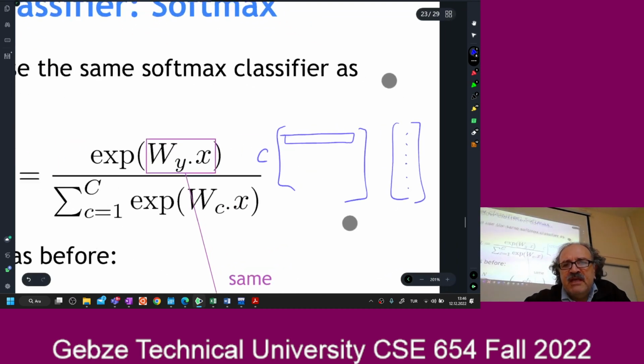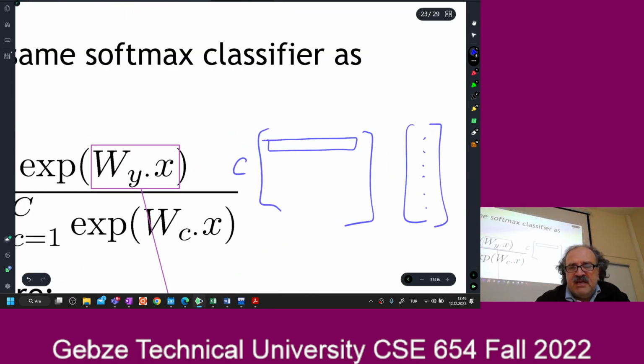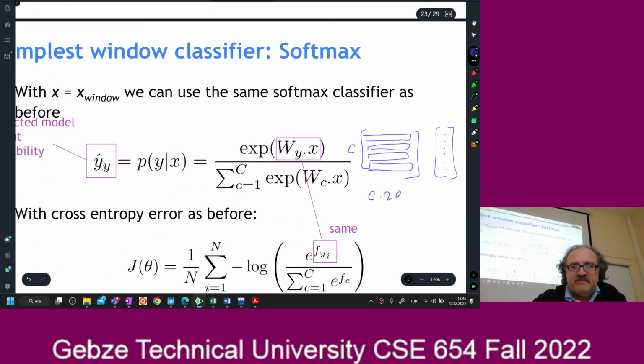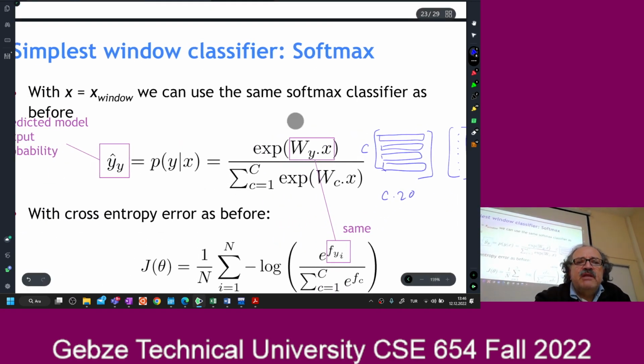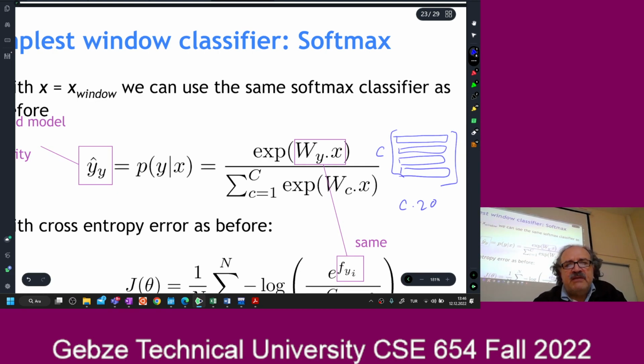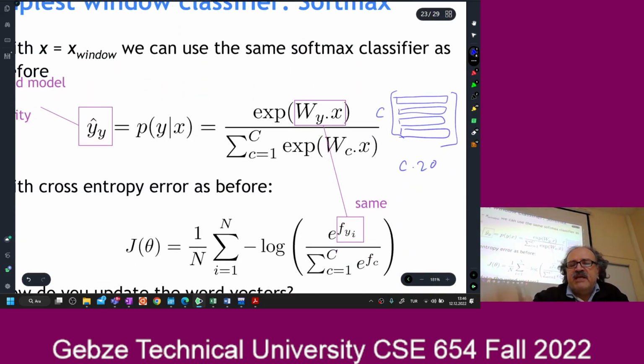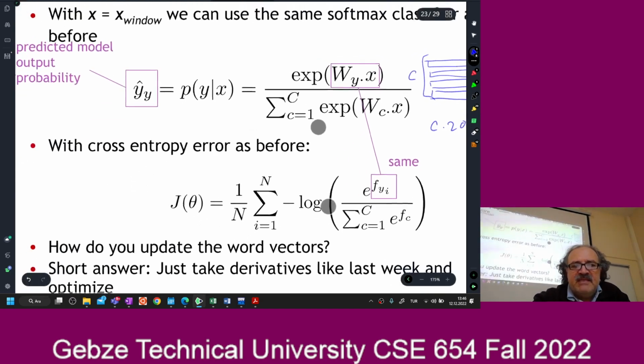So the important thing here is to find all of these W values. How many W values do I have? C times 20 inside this matrix. This is only during runtime: whenever I get a sentence like this, I ask the same question, I get a class back. But this is the loss, right?